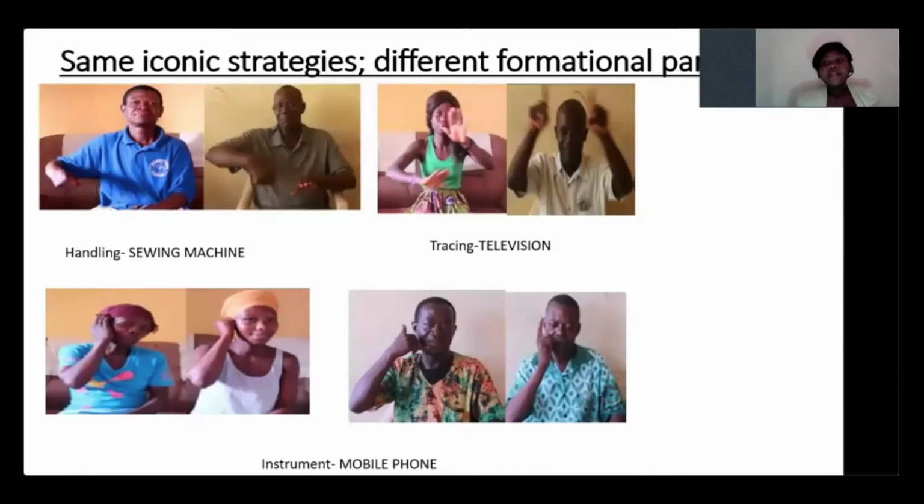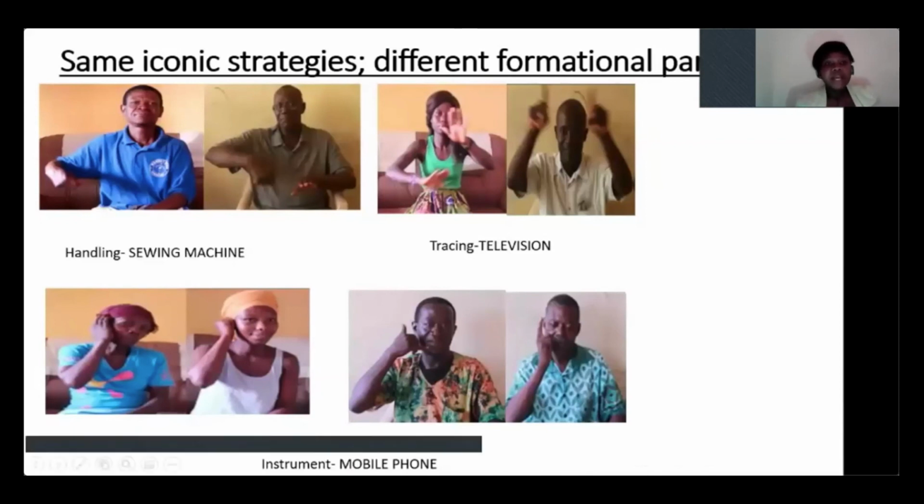So I've mentioned the fact that some iconic strategies had different formational parameters. So we could see sewing machine. This is an Adam signer with 1 hand sewing. The Ghanaian signer uses 2 hands. That's the handling hand, and this one is the entity. Then tracing for television. The Adam signer uses the 3D. The Ghanaian signer uses the 2D.